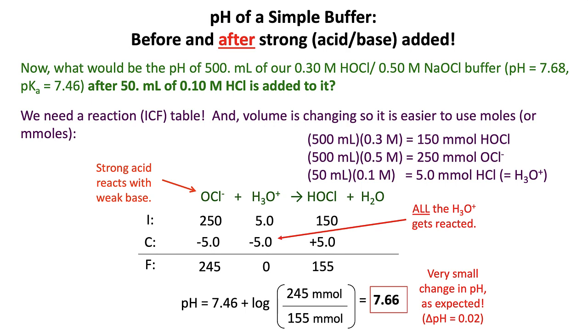All right, this is our final answer, 7.66. We predict that the pH will be slightly lower. This is because HCl is being added. And as we've seen, it's really a very small change in pH because of the fact that this is a buffer.